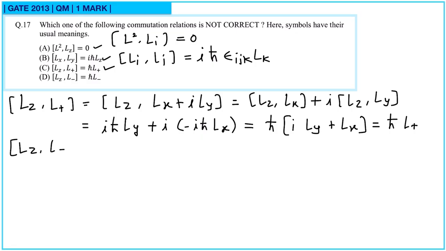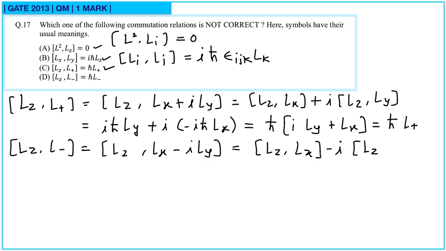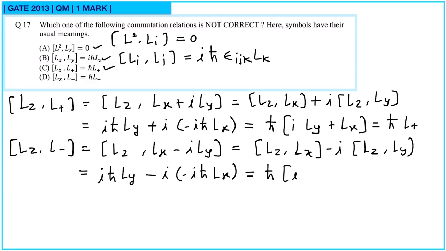And for the last option, Lz, L minus is equal to Lz, Lx minus Ly, which is equal to Lz, Lx minus of i into Lz, Ly. This will be equal to, for the first one, i h cross Ly. Then we have minus of i into, this is minus of i h cut Lx. Now i square is minus 1, minus minus minus, so this will be minus sign. We can take h cut common. So this will be i Ly minus of Lx. So this is equal to minus of h cut L minus.